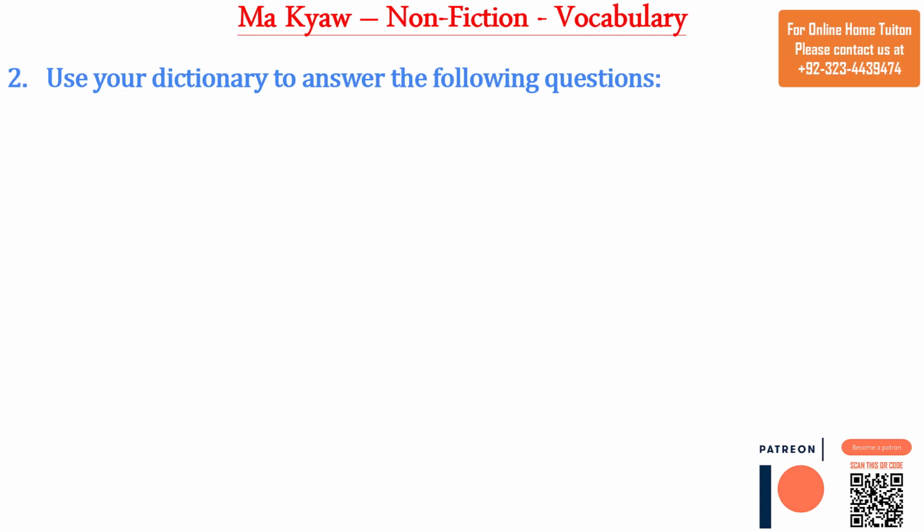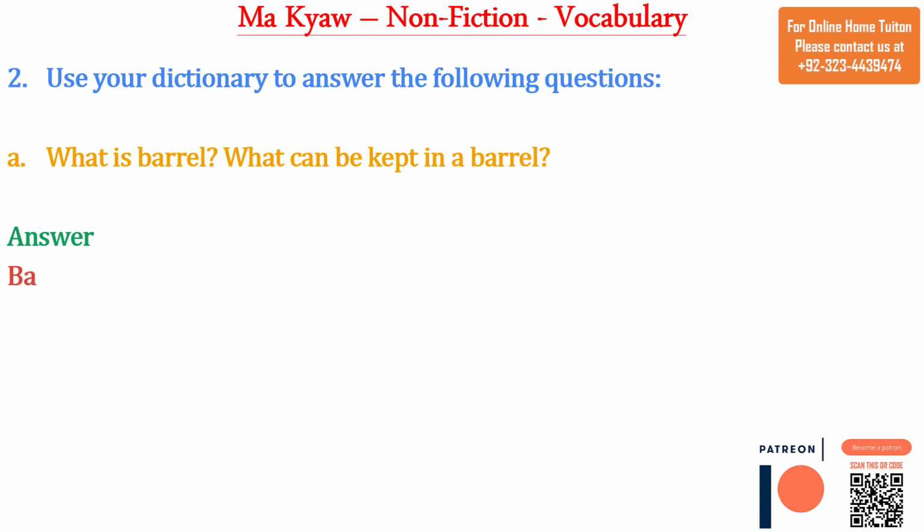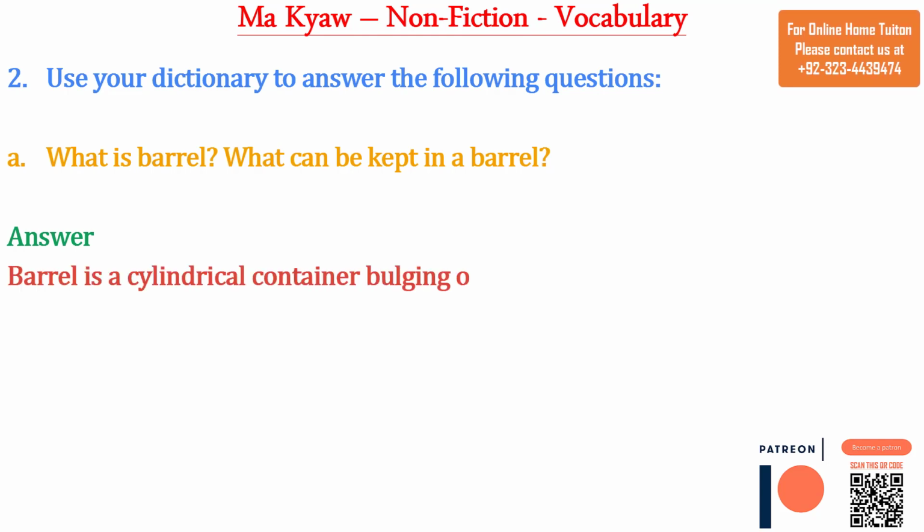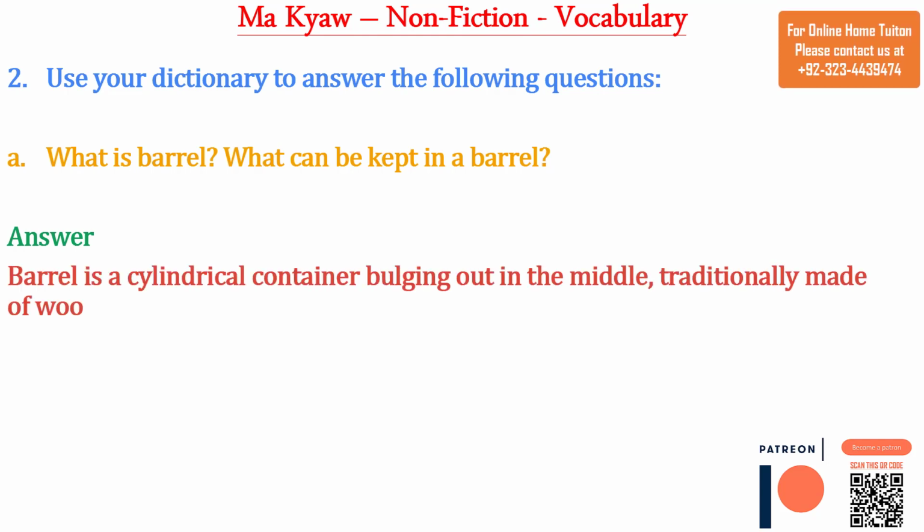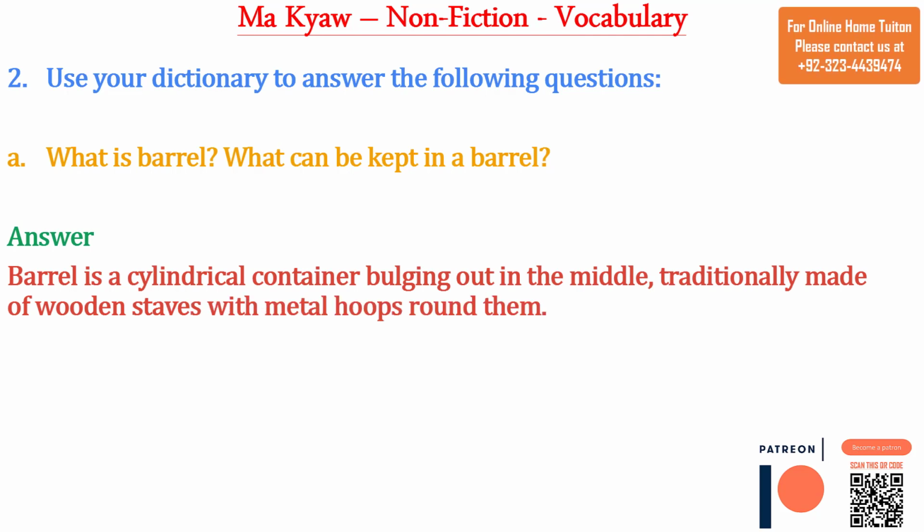Okay, question number 2. Use your dictionary to answer the following questions. What is a barrel? What can be kept in a barrel? The answer is: a barrel is a cylindrical container bulging out in the middle, traditionally made of wooden staves, or you can say wooden parts, with metal hoops or rings around them. So bulging out means it has a higher diameter in the middle and then it tapers upward and downward.